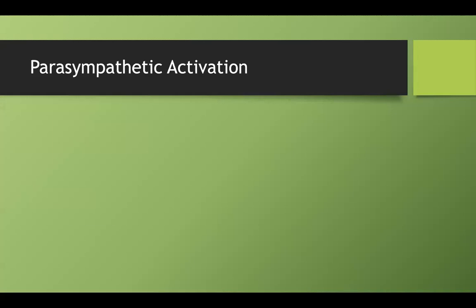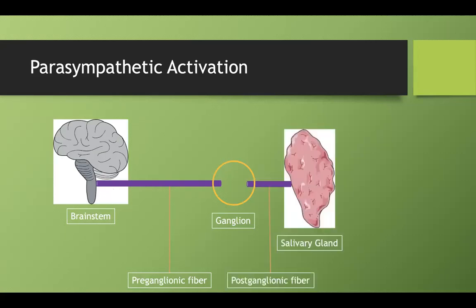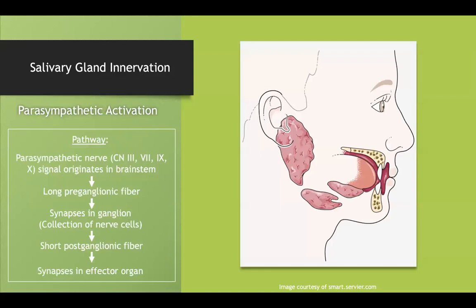So let's draw a picture to show this. We have our brainstem. We have our signal sent down a long preganglionic fiber. It synapses once in a ganglion, and then that signal can be transmitted to a postganglionic fiber and finally reach our effector organ. In this case would be the salivary gland, which could regulate secretions, for example. Now, the parotid gland has a little bit different pathway than the other two glands, so I'm just going to show that difference here so you're aware.